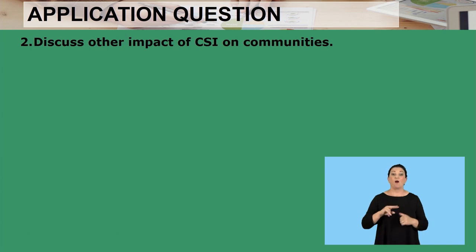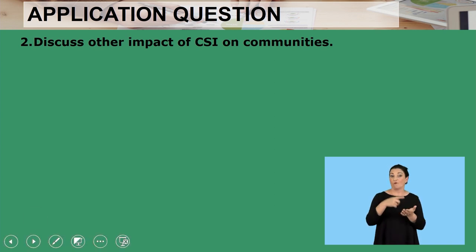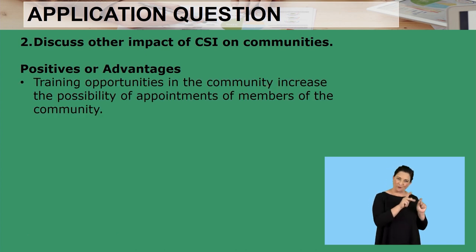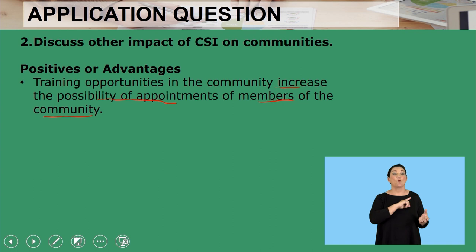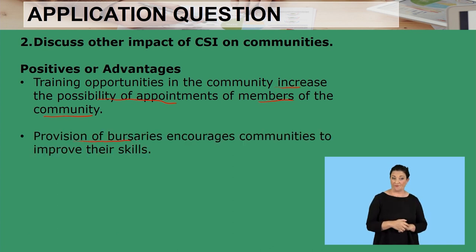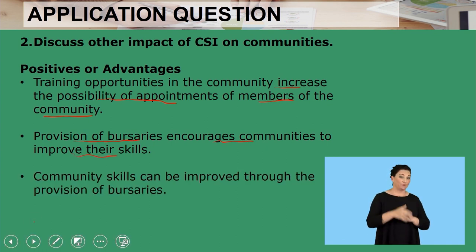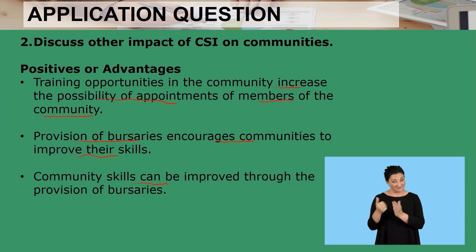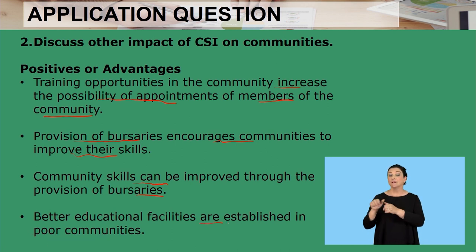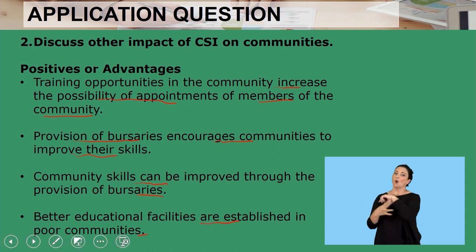Then discuss other impacts of CSI on the community. So we'll start with the positives. What are the positives? Training opportunities in the community would increase the possibility of appointments of members in the community, because as the business makes sure that there are training programs, then they will improve the skills of the employees. And then provision of bursaries encourages the community to improve their skills. And then another one is that community skills can be improved through provision of bursaries. And then better educational facilities are established for poor communities.